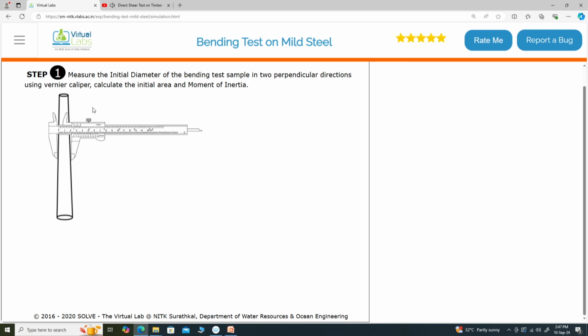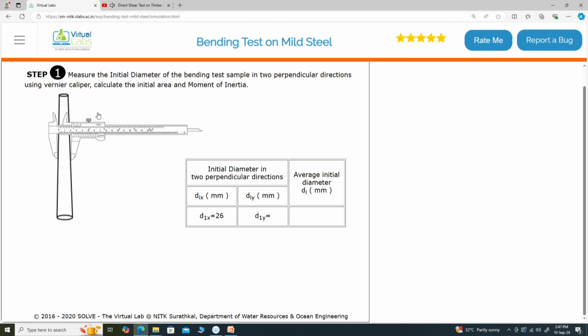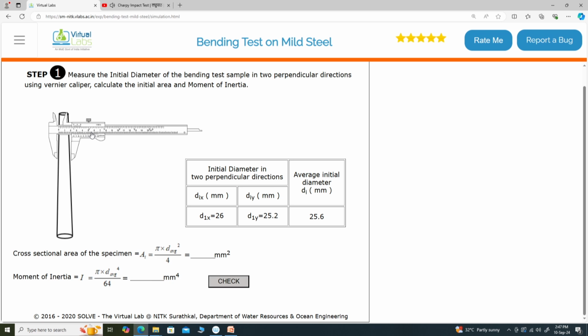I move the moving jaw of the vernier caliper and measure the diameter here. So diameter is 26. Again we will measure it. I'll click it and measure the diameter at another point. It is 25.2. So average diameter is 25.6. Based upon the diameter that is given, I calculate the cross section area, that is pi d square by 4, and I calculate the moment of inertia, that is pi d power 4 by 64. So these are the values: 514.72, 21072.18.